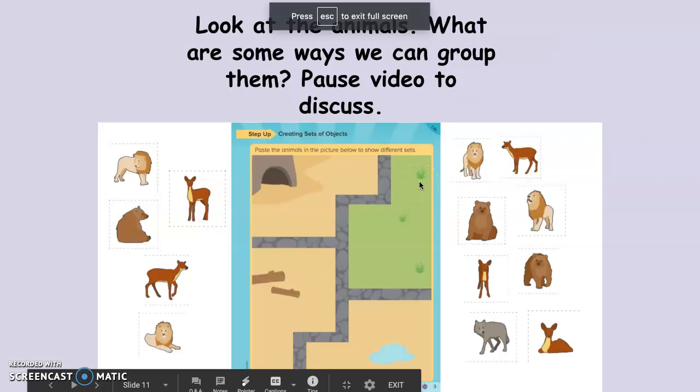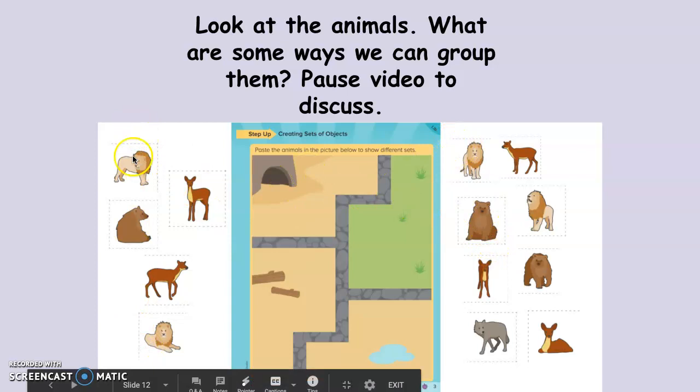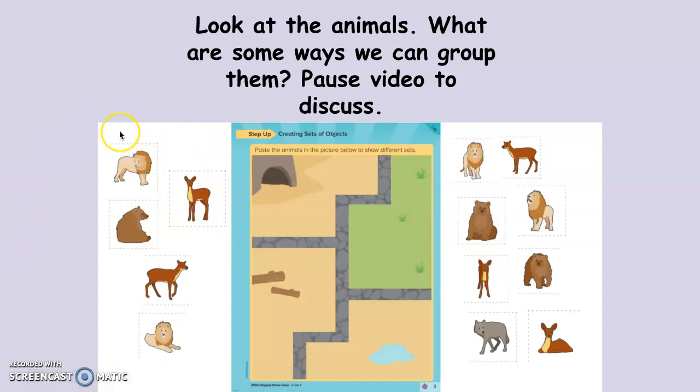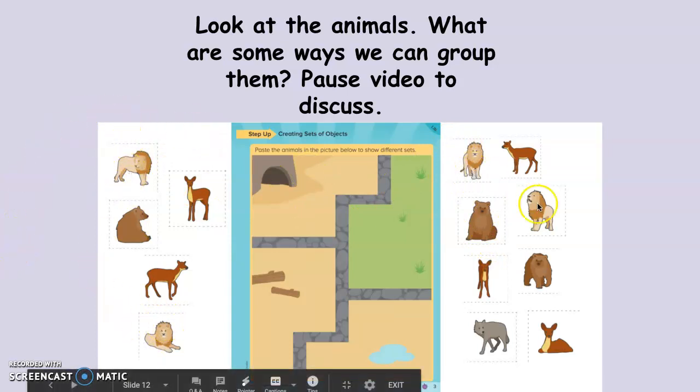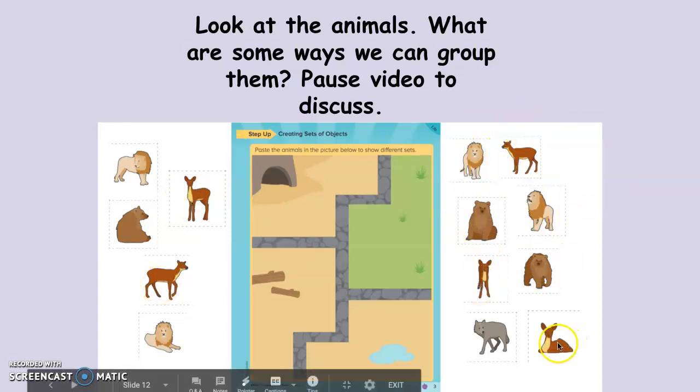All right, so now that you've taken some time to discuss and talk about the ways that you can group these animals together, there are so many ways that you could do that. We could put all the lions together. So let's go ahead and count how many lions there are. There are 1, 2, 3, 4. So you could put all the lions together. How about the bears? How many bears do we have? Let's count the bears. 1, 2, 3. We could put all the deer together. 1, 2, 3, 4, 5. There's 5 deer. And the wolf.